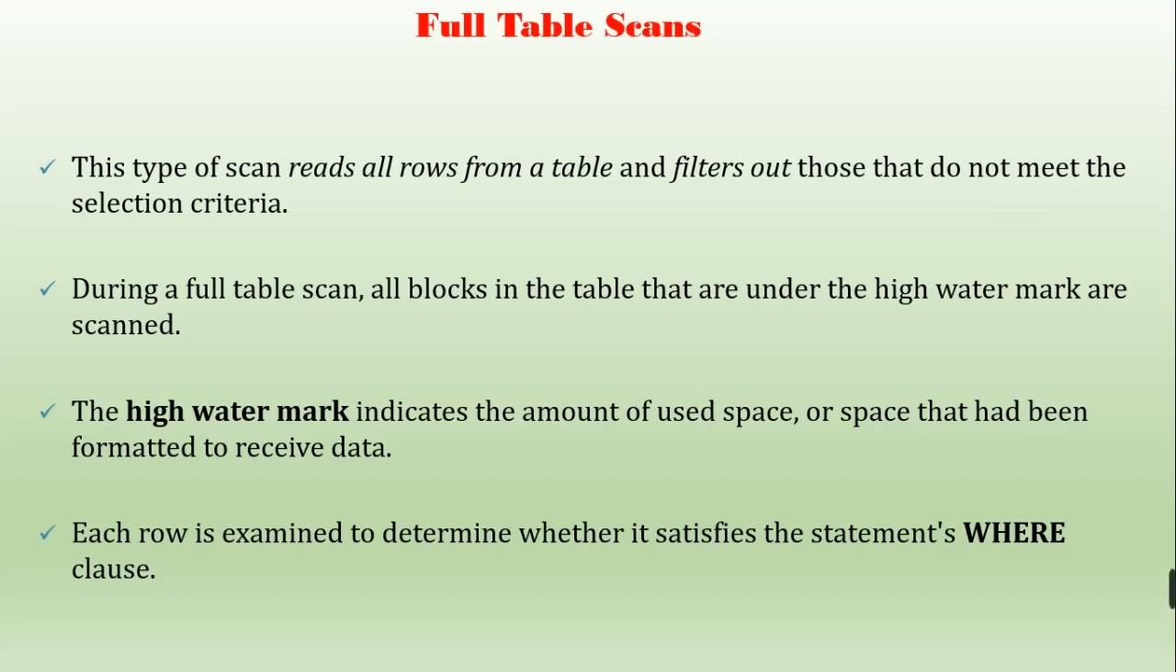Full table scan, FTS. This type of scan reads all rows from a table and filters out those that do not meet the selection criteria. During the full table scan, all blocks in the table that are under the high watermark are scanned. The high watermark indicates the amount of used space, or space that has been formatted to receive data. Each row is examined to determine whether it satisfies the statement's WHERE clause.